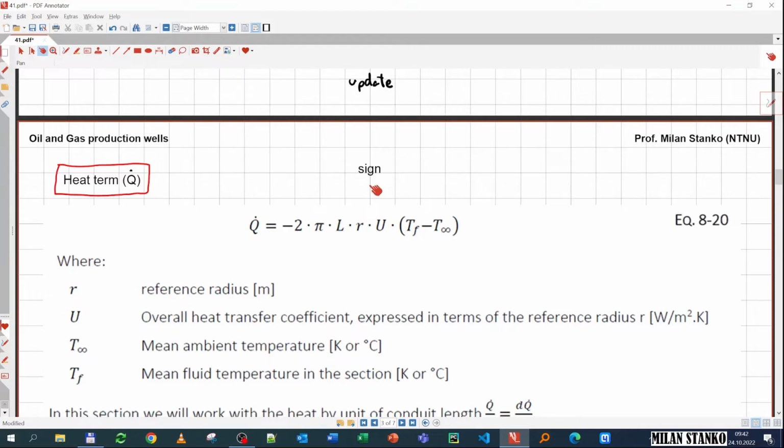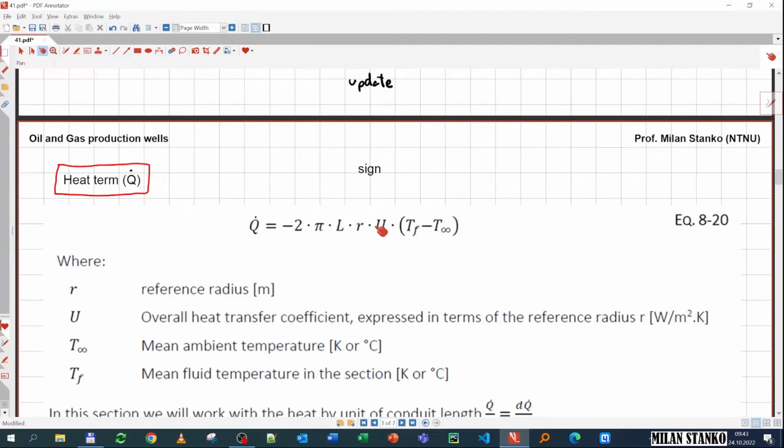And here the sign is made such that it's consistent with the sign convention for the energy equation shown above. Q is positive when entering the fluid in the tubing, and Q is negative when leaving the fluid. So in this case, if the fluid is hotter than the formation, then we have cooling, which is negative, and that makes sense. The opposite holds if the temperature of the fluid is lower than the temperature of the formation.